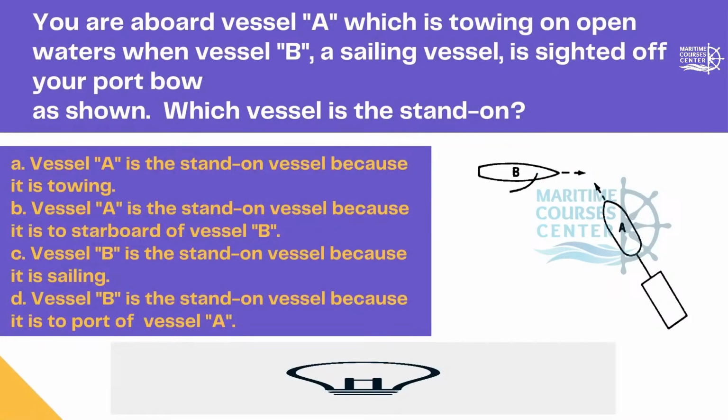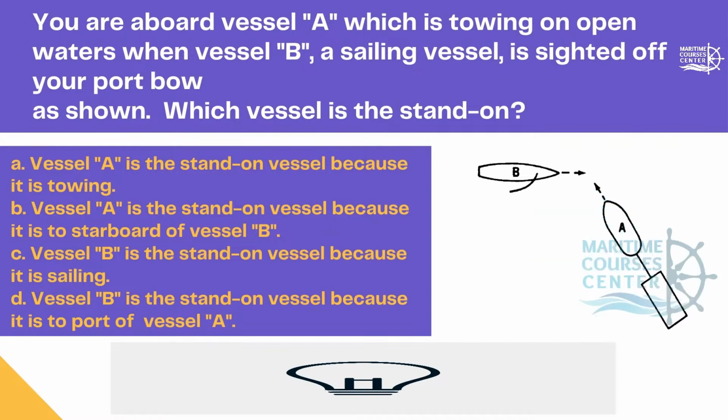You are aboard vessel A, which is towing on open water, when vessel B, a sailing vessel, is sighted off your port bow, as shown in the picture. Which vessel is the stand-on vessel? We have here vessel A, and as you can see, vessel A is having a towing operation, and we have a vessel B, and this vessel B is a sailing ship. So which answer is going to be right?